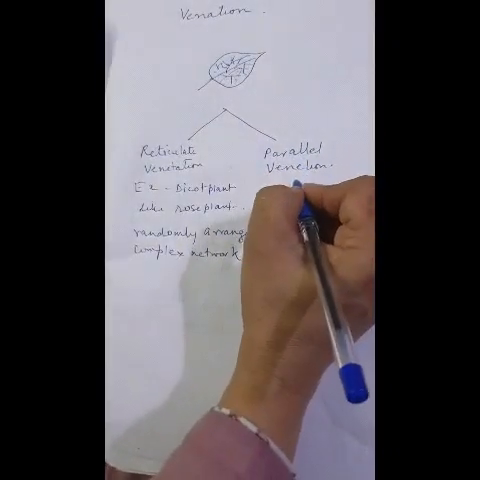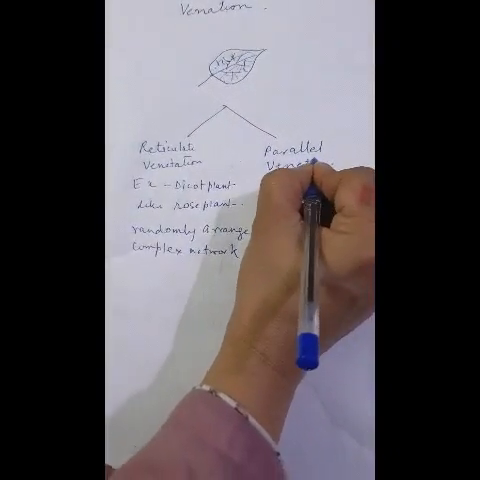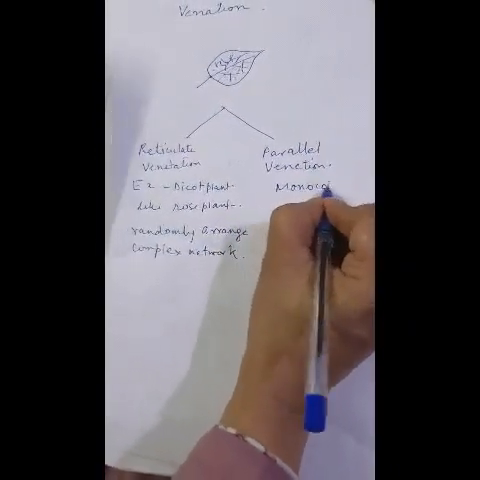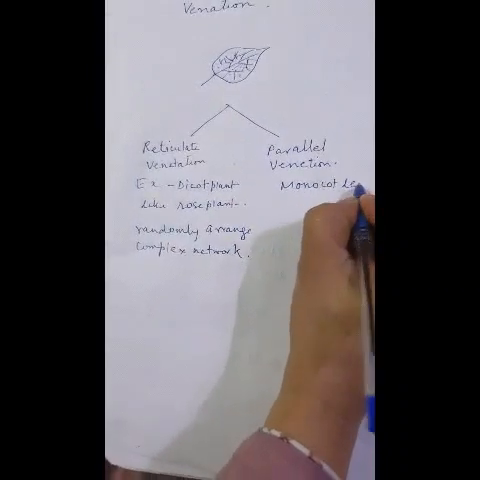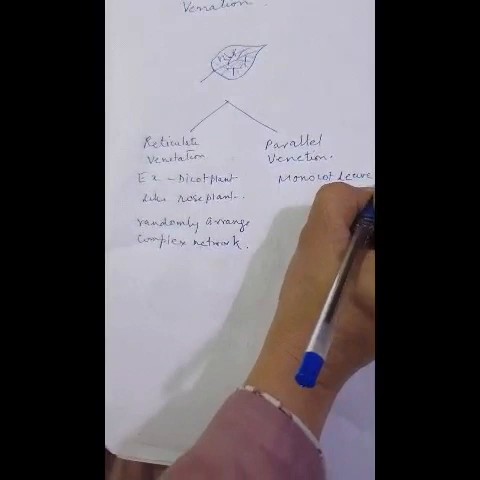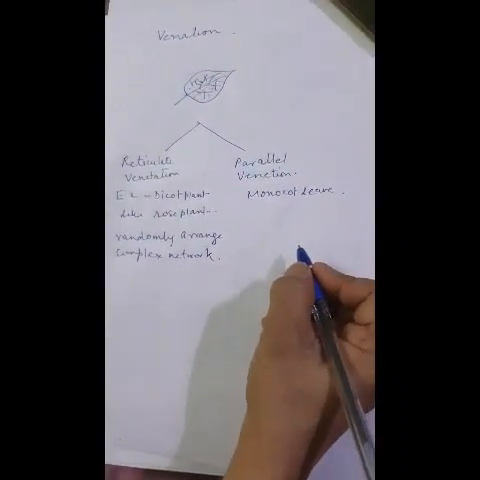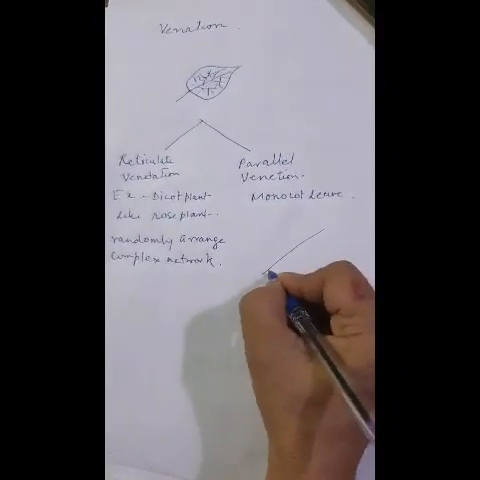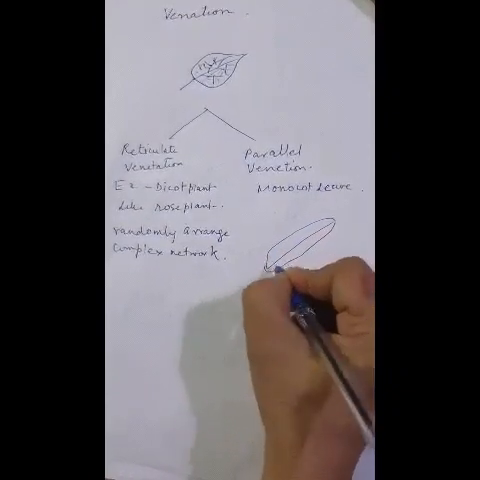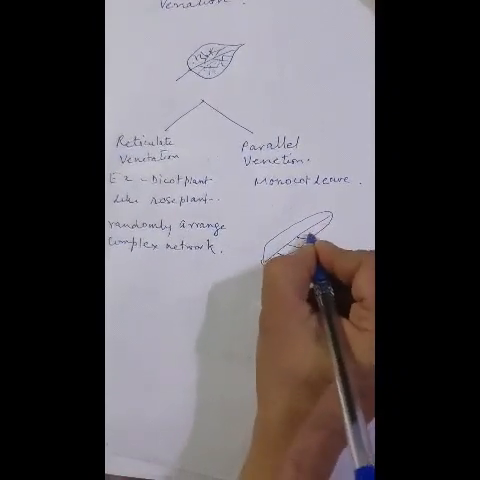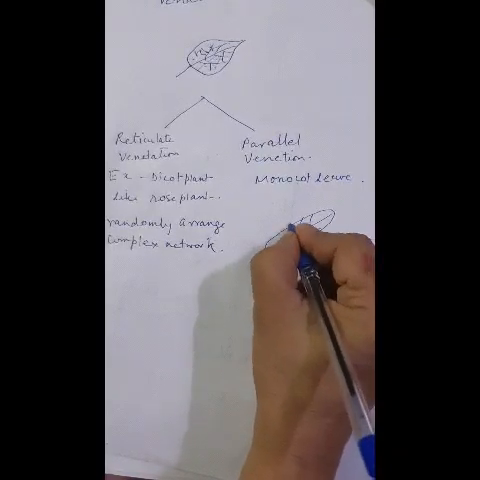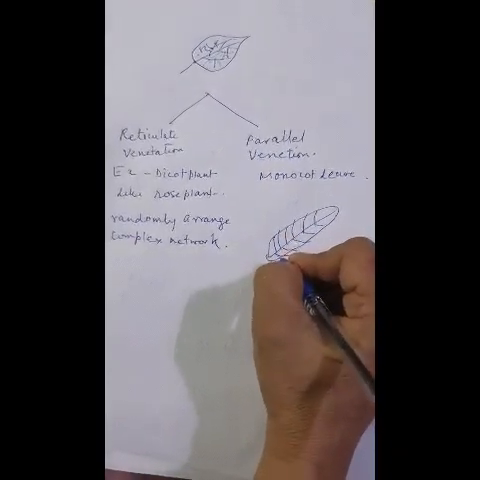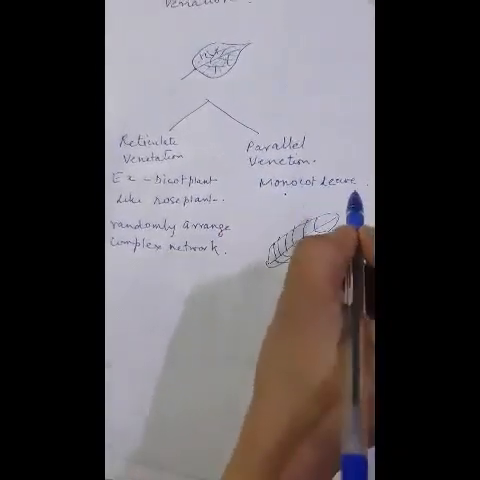But in parallel venation, just opposite to this, example is monocot leaves. In this type, veinlets run parallel to each other. These are known as parallel venation. And the example of this is monocot leaves.